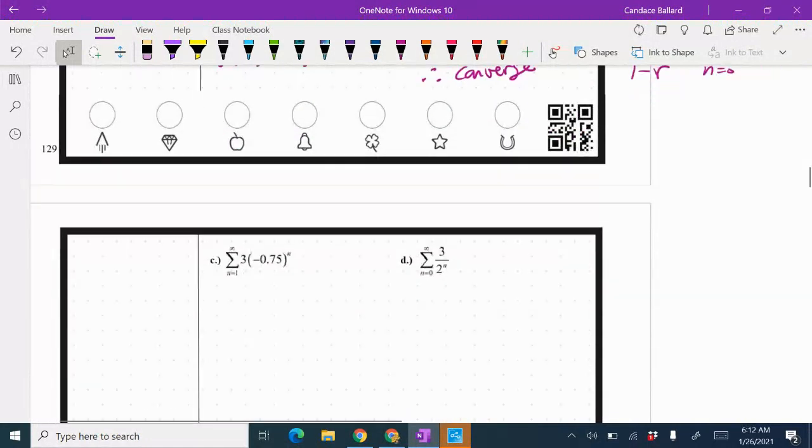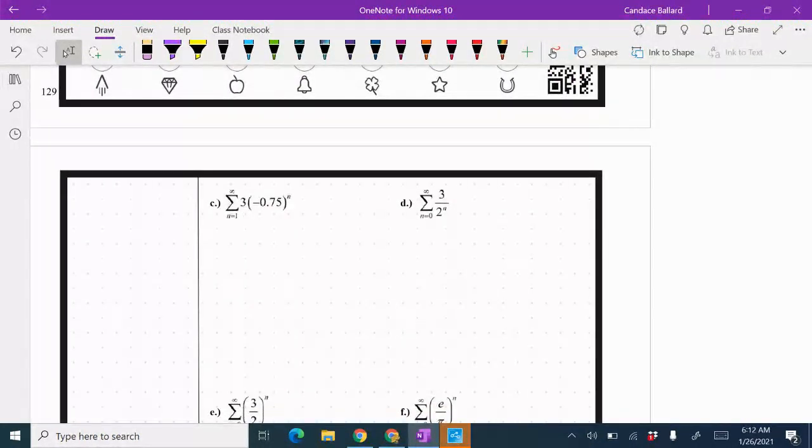All right, let's take a look at example C. So in C, it looks like my r value is negative 0.75, and we know the absolute value of that is going to be less than 1 but greater than 0. So I know therefore that this one converges.